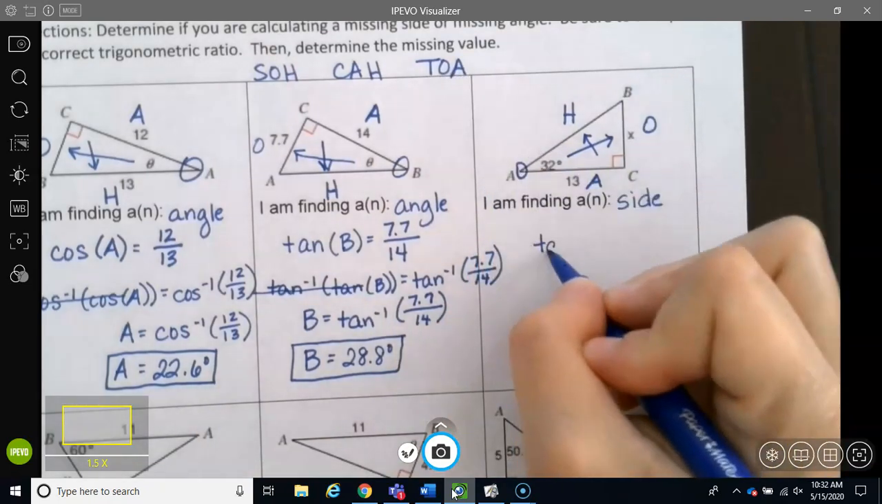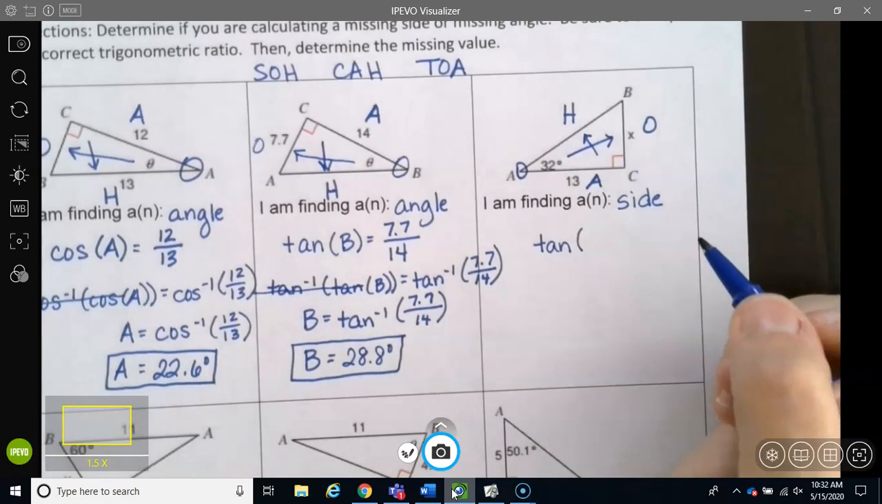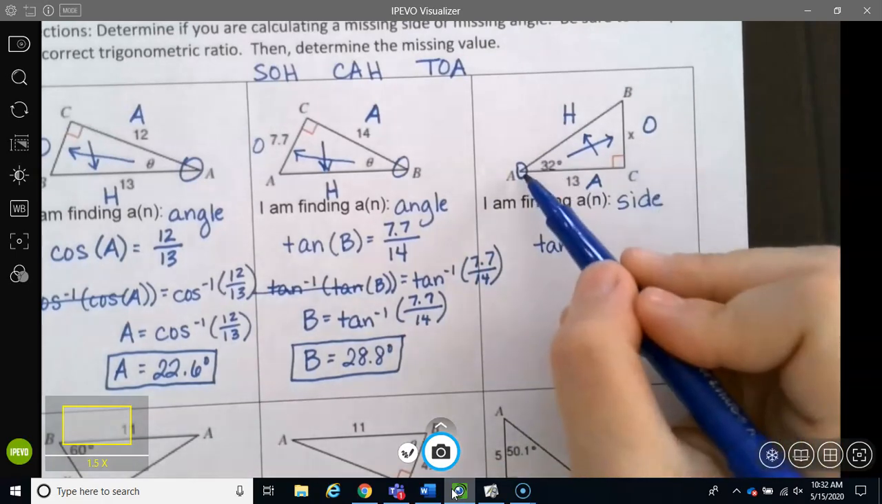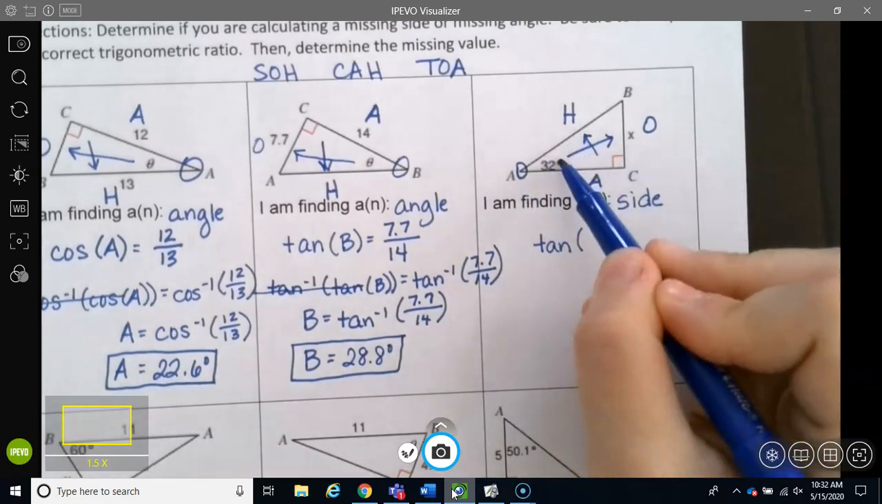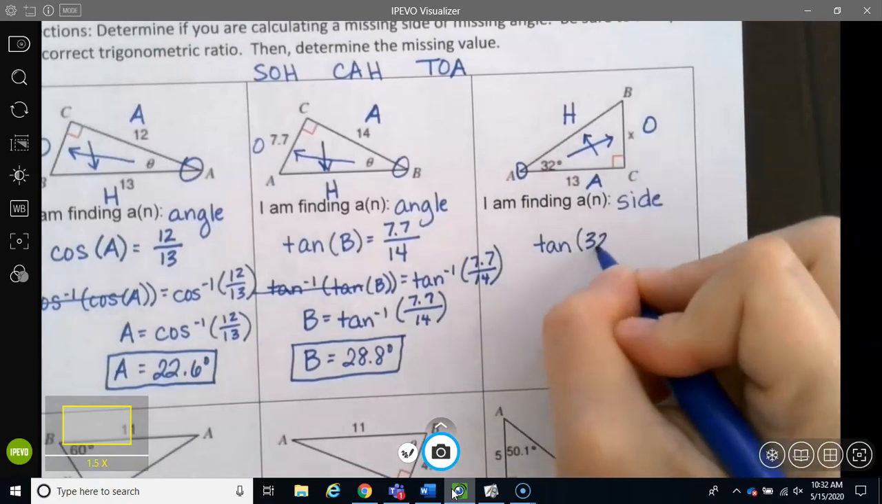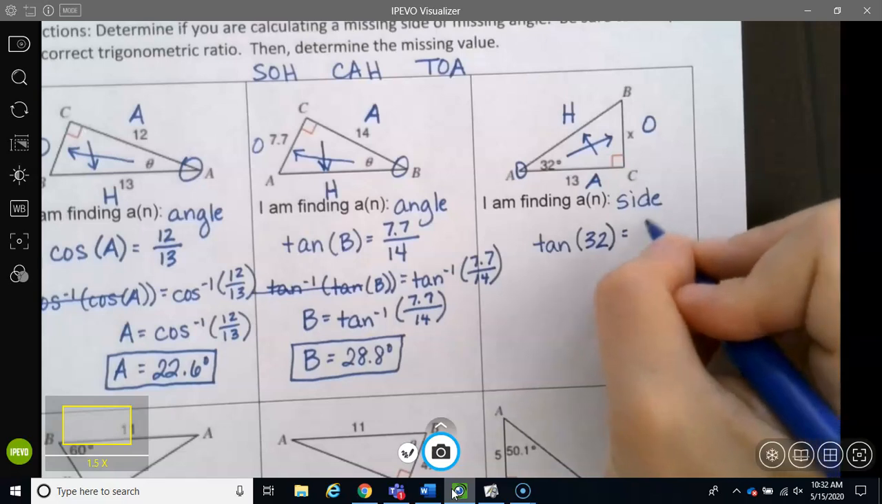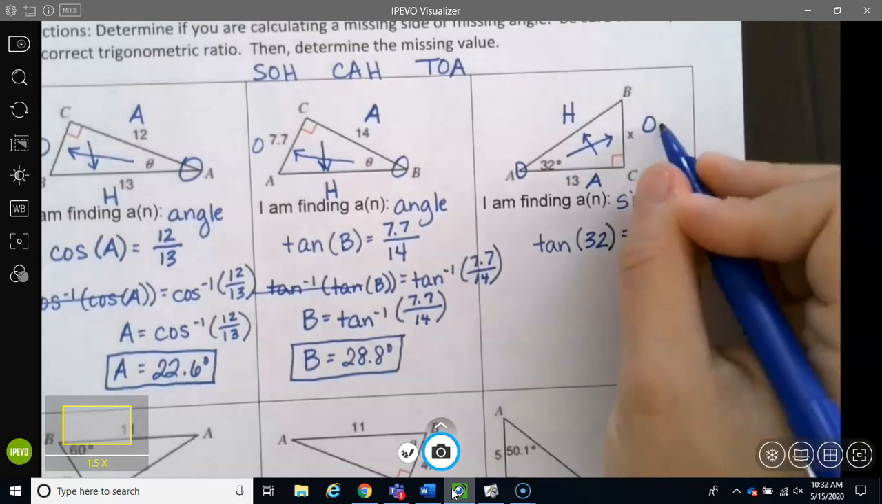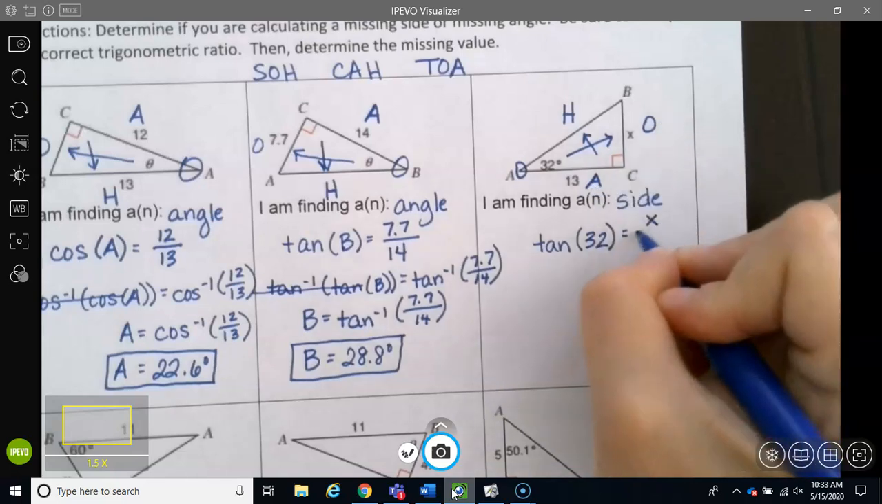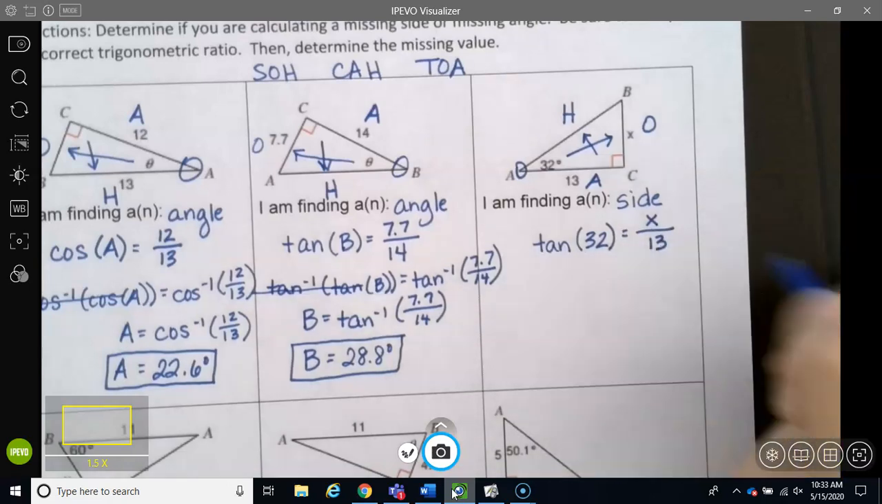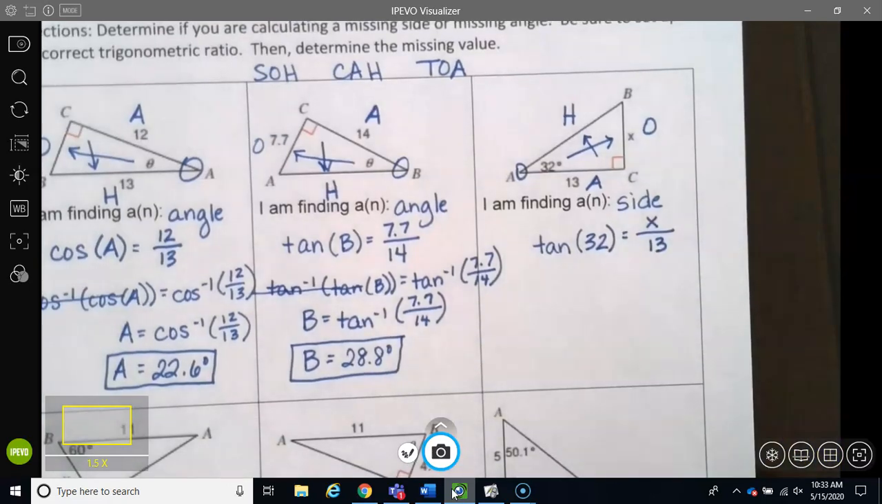So we're using tangent, and then in the parentheses is always the angle. We're doing angle A, but I don't want you to put an A. We know that angle, so it has to be 32. Is equal to x, because we're doing opposite over adjacent, so x over 13. So that's us setting up the whole trig function.